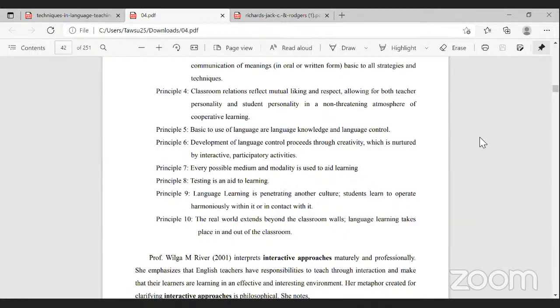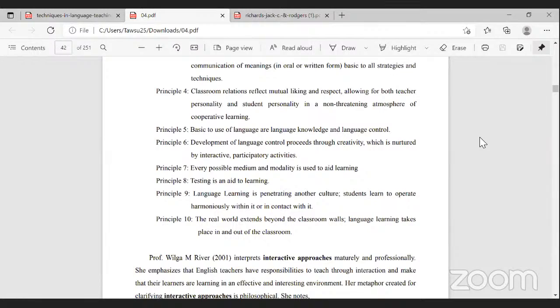So principle 7, he has laid down 10 principles. Every possible medium and modality is used to aid learning. So testing is an aid to learning. He also talks about testing, which is in fact one of the chapters we will be doing. There are tests to be done in a language class, evaluation and testing. We will talk about it in the last block of your syllabus.